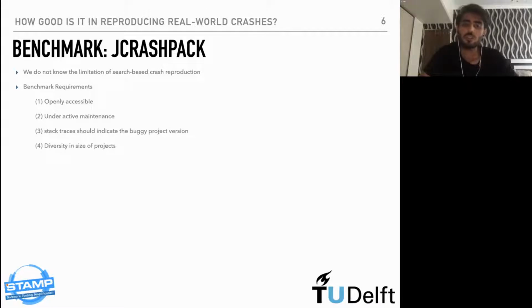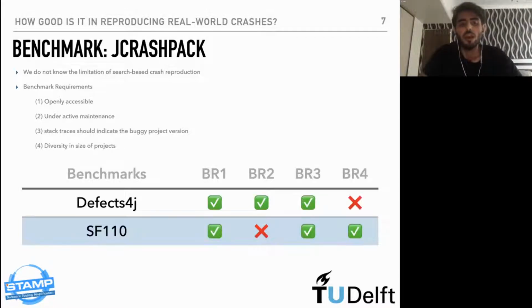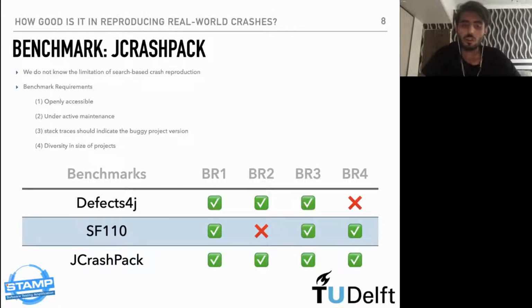All of the projects in this benchmark should be openly available. It should be under active maintenance. All of the stack traces and all of the bugs should be linked to a buggy version, and we should have diversity in the size of the projects. When we look at the existing benchmarks, like Defects4J and SF110, they cannot fulfill all of those requirements. For that reason, we designed our own benchmark called JCrashPack.